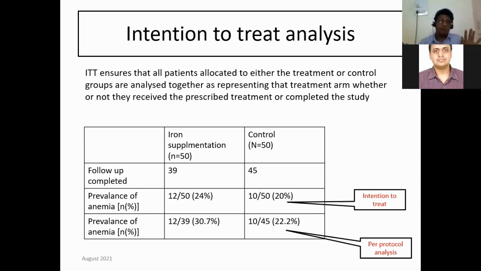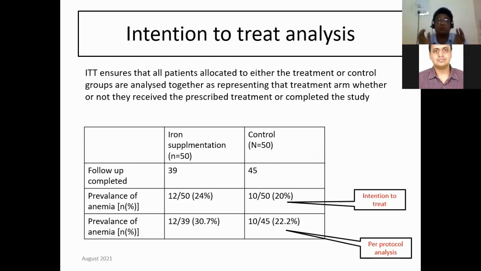Most of the journals prefer intention to treat analysis, because if 11 people have run away from iron supplementation in this treatment group, I know that those 11 people have run away because it did not improve, rather they developed some severe side effect, right? So most of the journals do not accept per protocol analysis and they prefer intention to treat analysis.